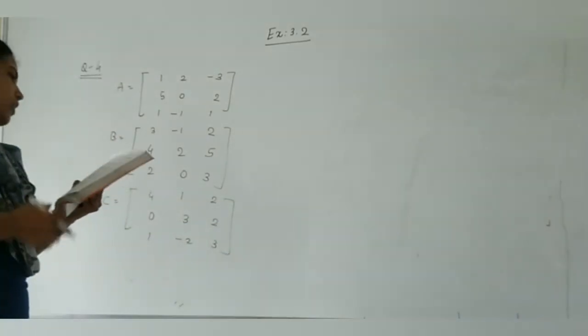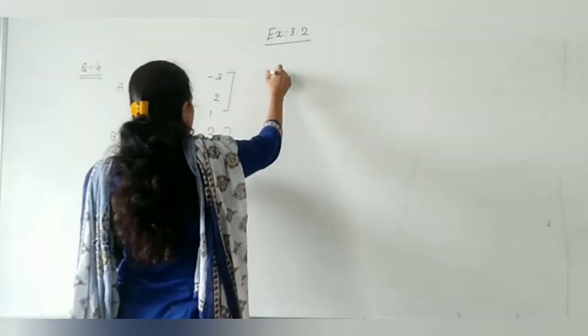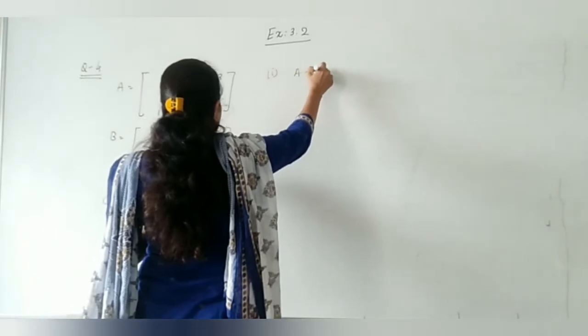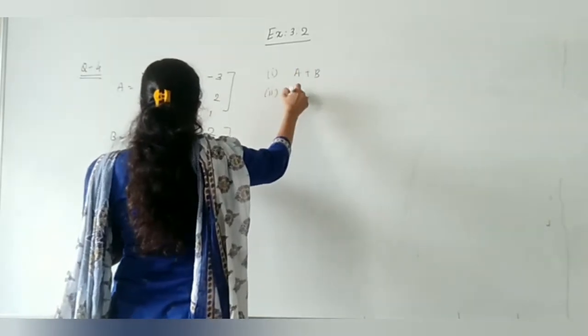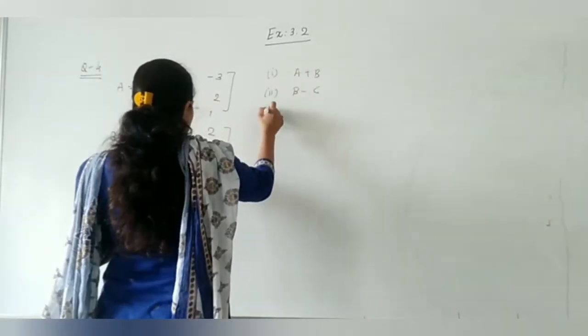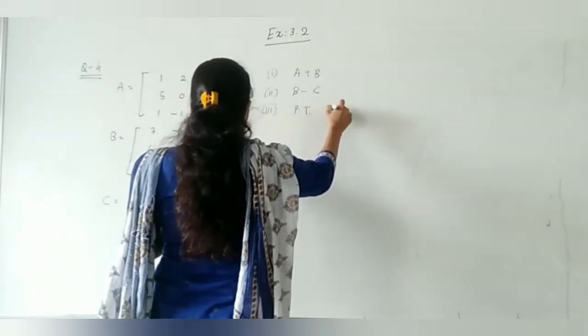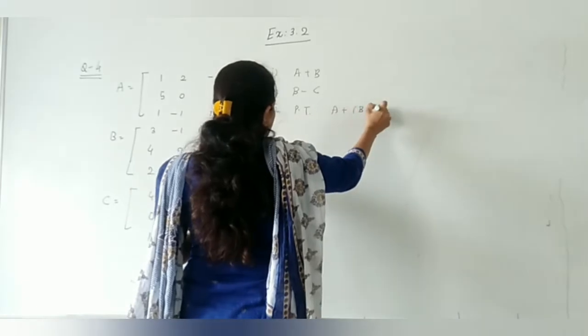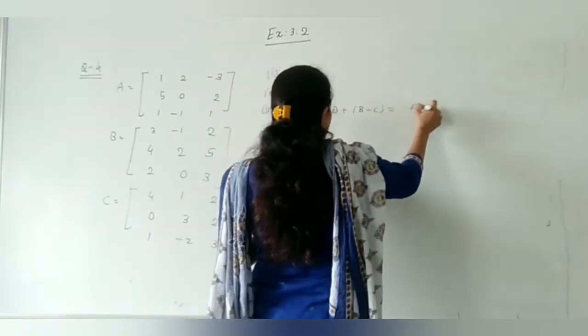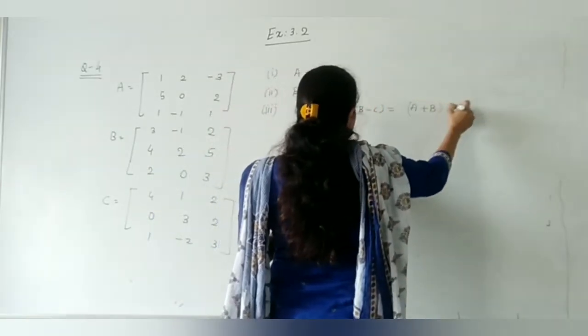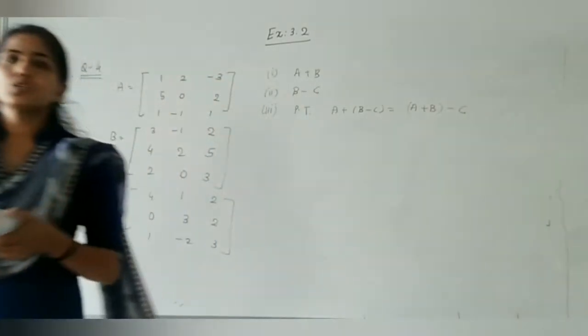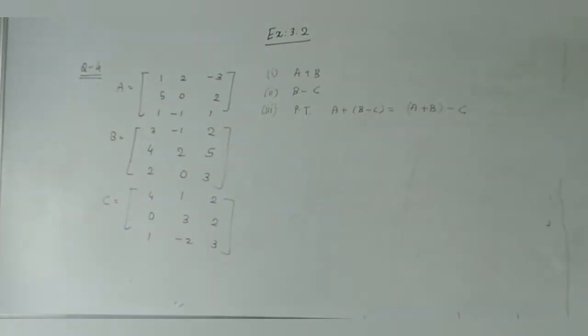So then, compute A plus B minus C, and also verify the third one, that is verify A plus B minus C is same as A plus B minus C. So these three parts we have to do. So let me start with it, student.